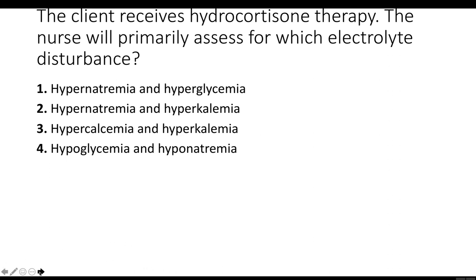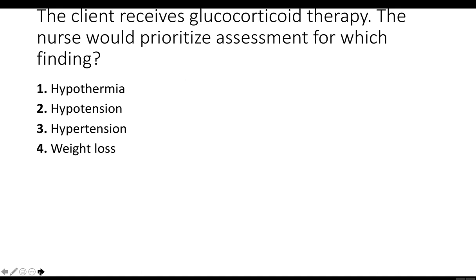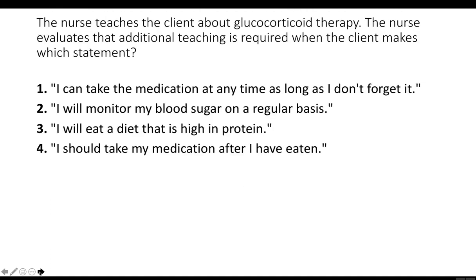All right, next one here is 3, hypertension. Hypertension, not hypotension, would be expected related to the increased production of angiotensin II. Hypothermia would not be seen. Temperature regulation is not related to glucocorticoids therapy. Weight loss would not be seen. Weight gain is more likely with this therapy.